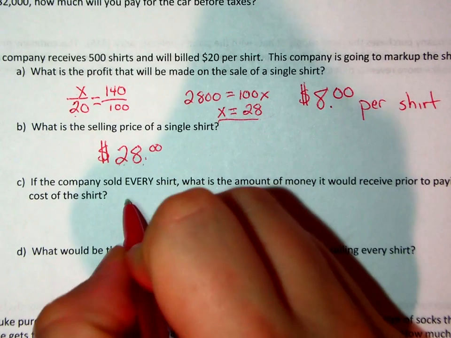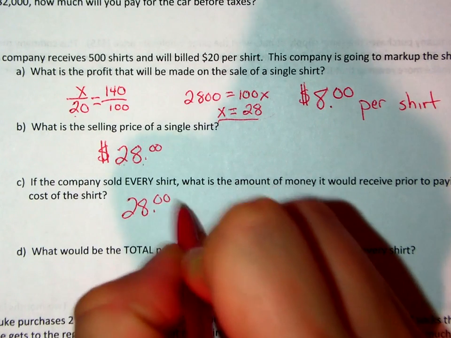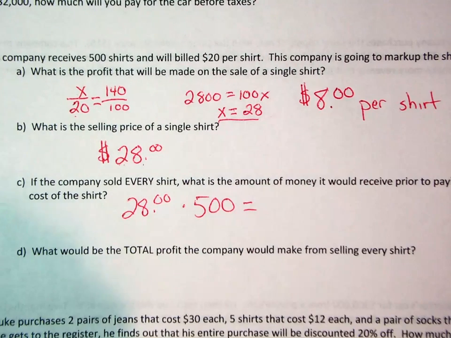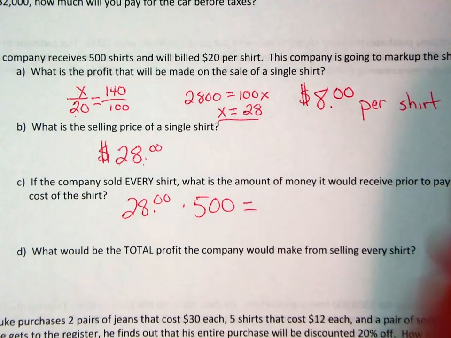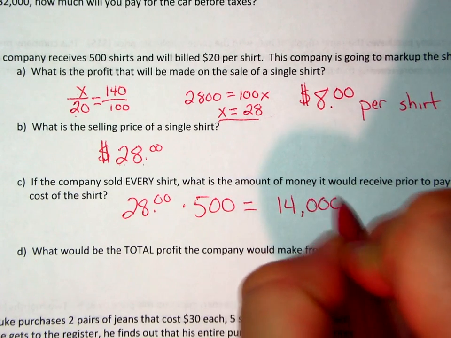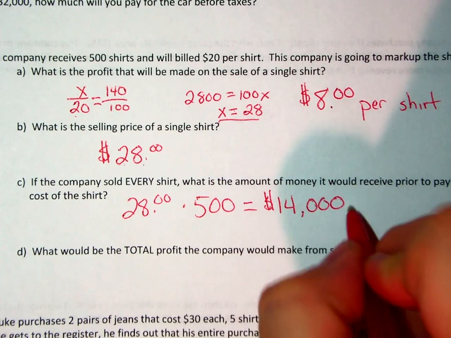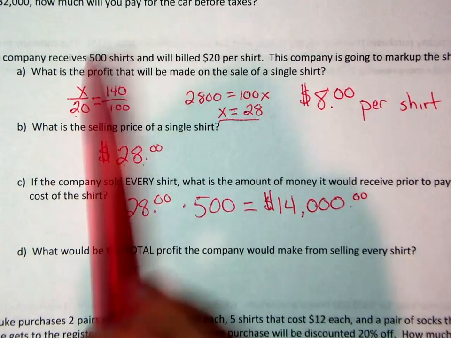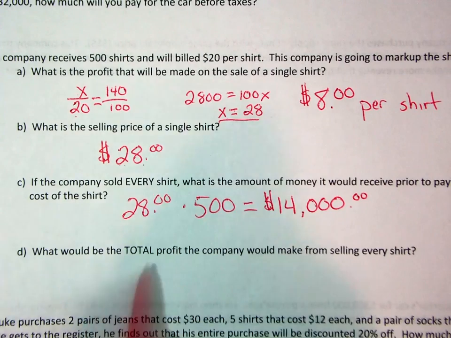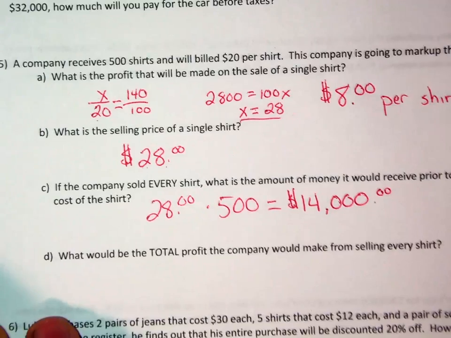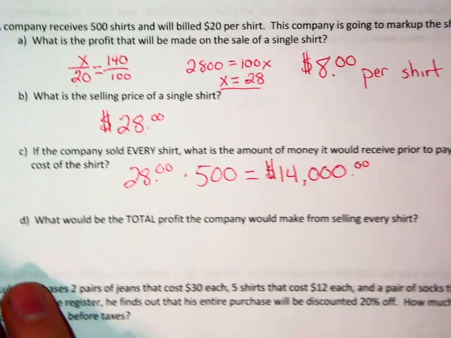So $28 times the 500 shirts that I'm going to be able to sell tells me that they will bring in $14,000. Now remember, not all of that is profit, because they still have to pay for all of these shirts that they bought, which is where question D then comes in. What would be the total profit the company would make from selling every shirt?